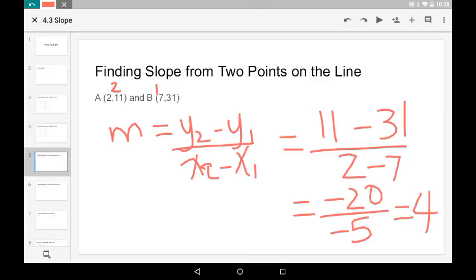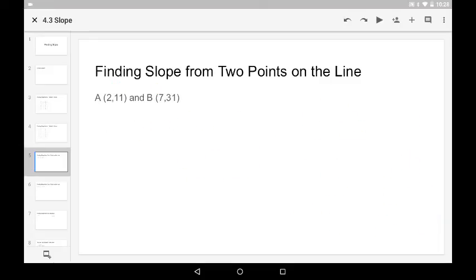Just make sure that whichever one you pick to be point 2, both of them line up here, and for point 1 they line up here. Make sure you don't have, say, this one and this one for point 2 and these two for point 1, because that will not make any sense. Okay, here's one for you to solve. Find the slope of this line given points C and D.